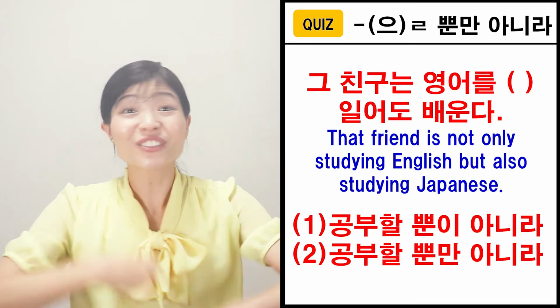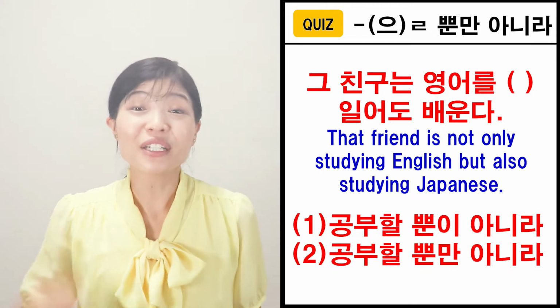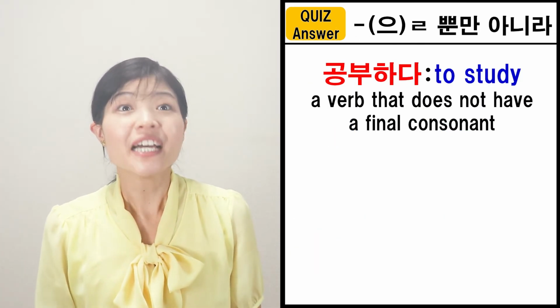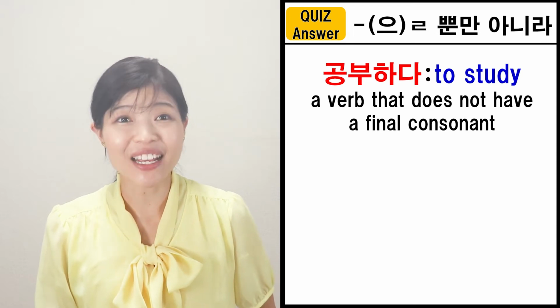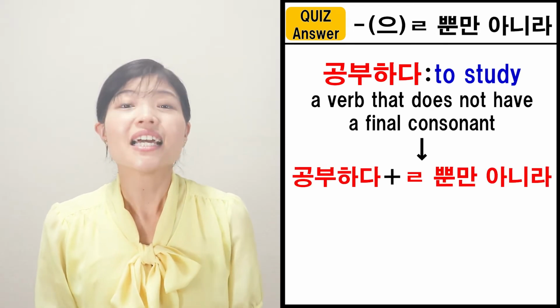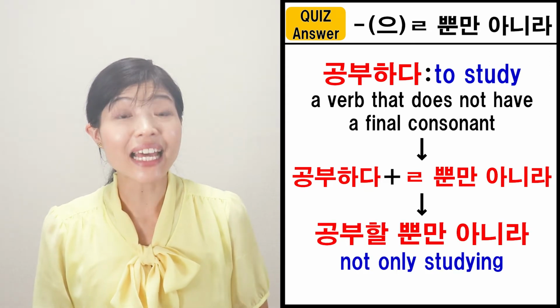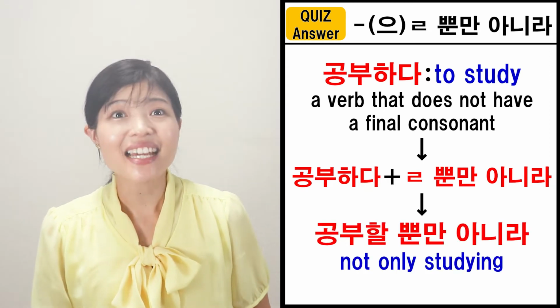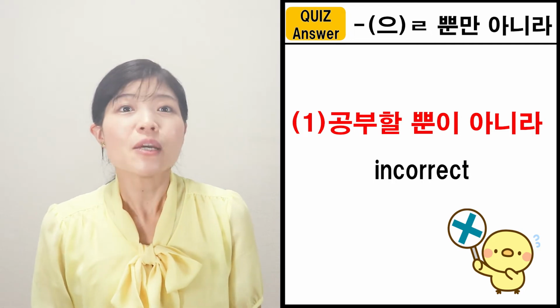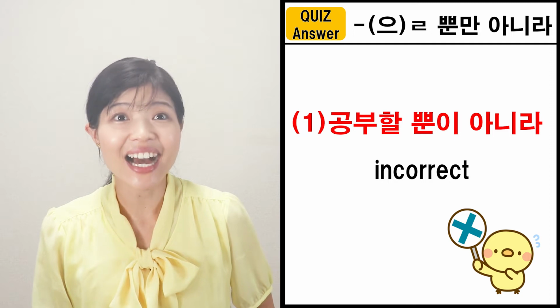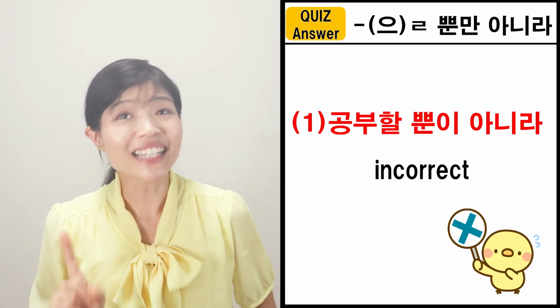The correct answer is number 2. 공부하다, to study, is a verb that does not have a final consonant. So you will attach 리을 뿐만 아니라 to make 공부할 뿐만 아니라, not only studying. Number 1 is incorrect because you wouldn't use an expression like 뿐이 아니라. It is always 뿐만 아니라.